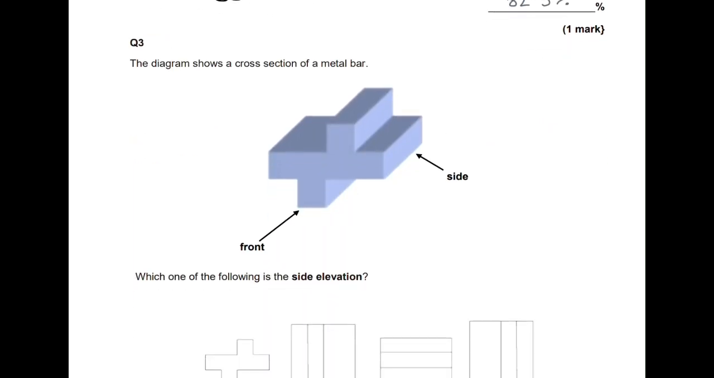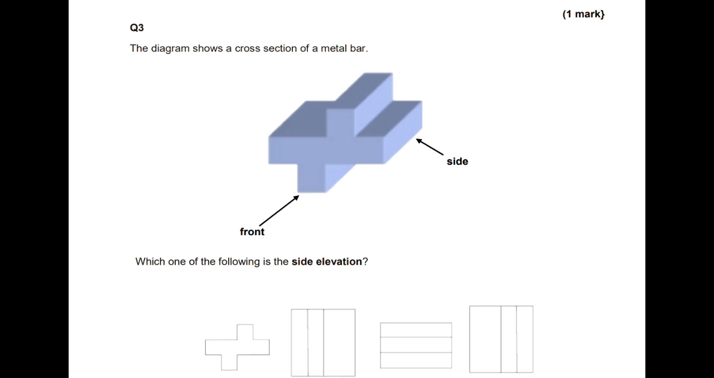Question 3. The diagram shows a cross-section of a metal bar. Which one of the following is the side elevation? Well, the side elevation they've marked over here. So you're going to be standing here as a person looking at it. Okay, so what you can see is what the shadow of what that would put on the wall.